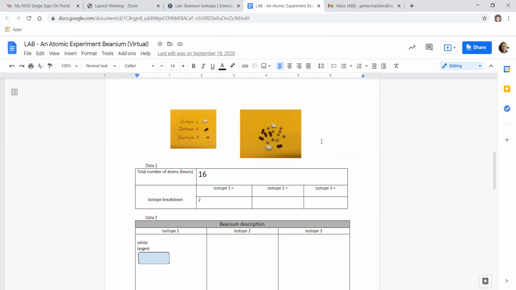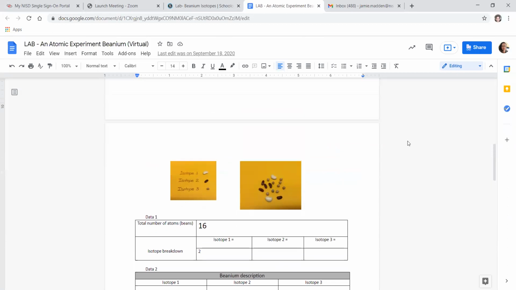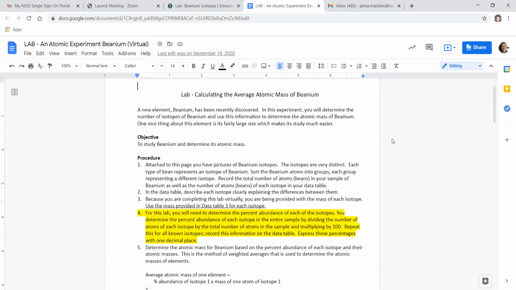Remember, isotopes are atoms that are of the same element because they have the same number of protons, but their neutrons are different. And so it gives them different masses because their neutrons are not the same. So we're going to just pretend that those beans are representing atoms.